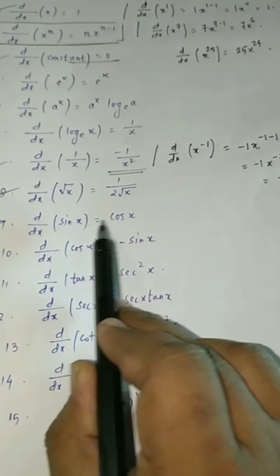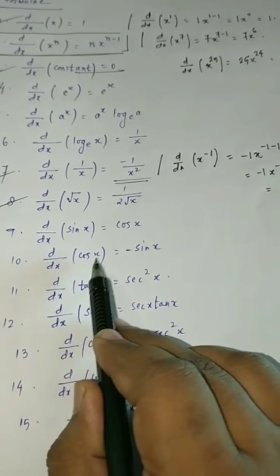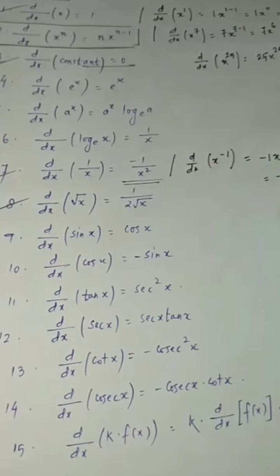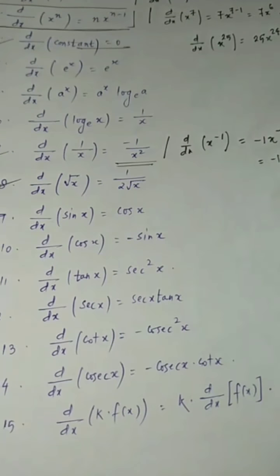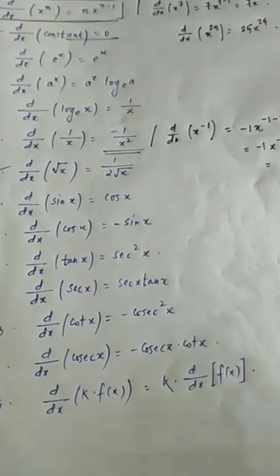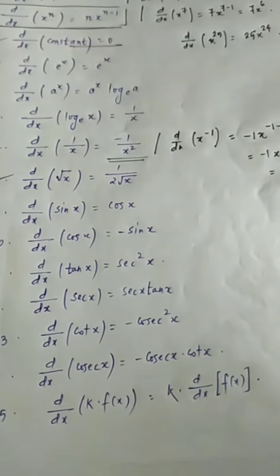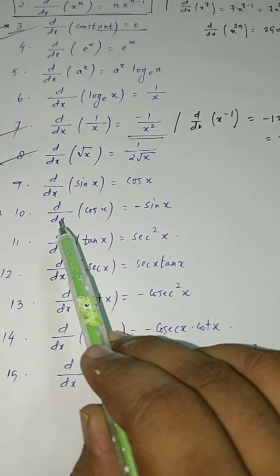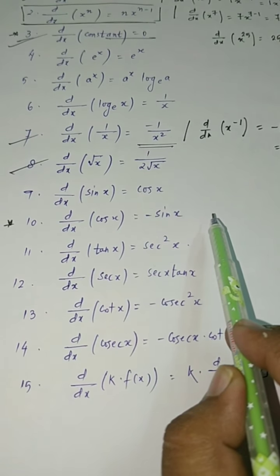So d/dx of sin x is cos x. But d/dx of cos x is minus sin x. This has to be paid a little more importance. A little more concentration you require here, that d/dx of sin x is only cos x. That is a positive cos x. But d/dx of cos x is negative sin x. So d/dx of cos x is negative sin x.